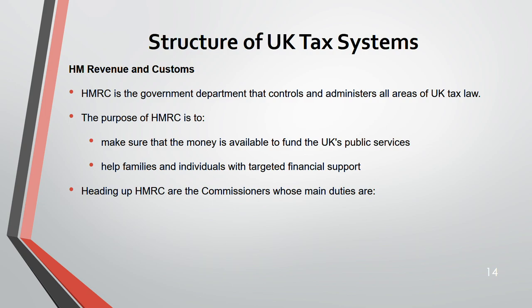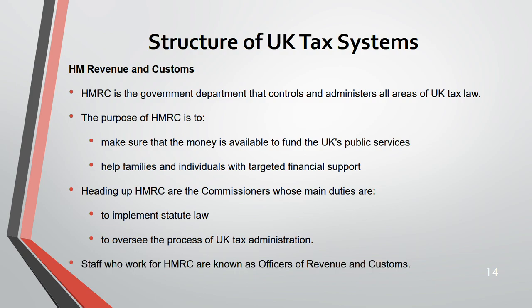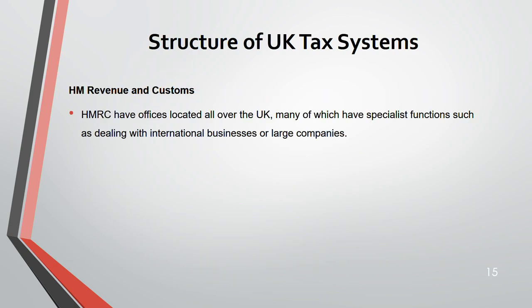Next, heading up HMRC are the commissioners, whose main duties are to implement statute law and oversee the UK tax administration. Staff who work for HMRC are known as officers of revenue and customs. HMRC has offices all over the UK, and some of them might have specialized functions, especially when dealing with international business or huge businesses.